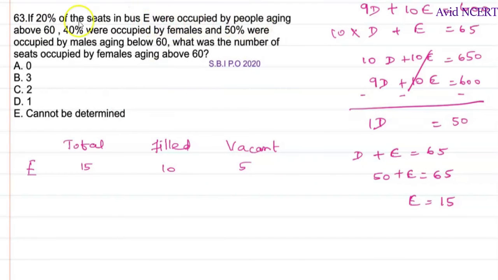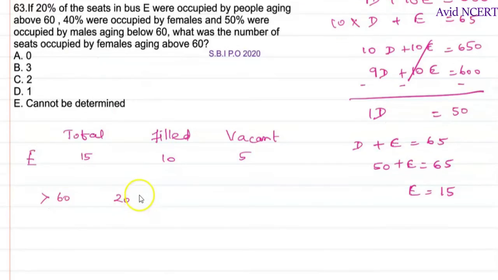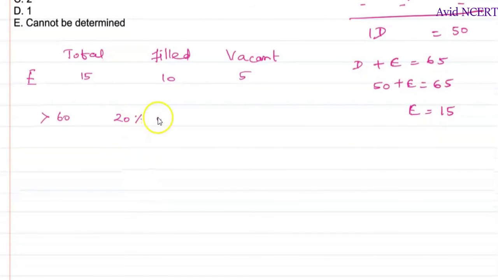From the first sentence, 20% of the seats in bus E were occupied by people aging above 60. The filled seats here are 10, of which 20% are filled by people above 60, which is 20 by 100 times 10, or directly 2 times 1, which is 2. So the seats filled by people above 60 is 2.